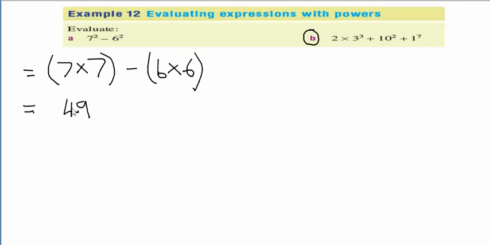Okay, 7 times 7 is 49. So I can get rid of my brackets now. I've got one single number, so they're not needed. 6 times 6 is 36. So 49 take 36 is 13.